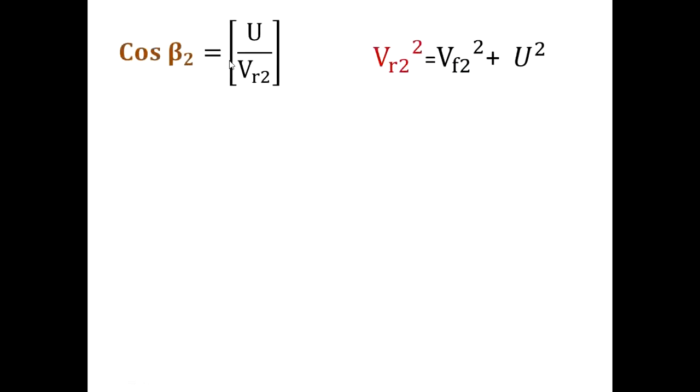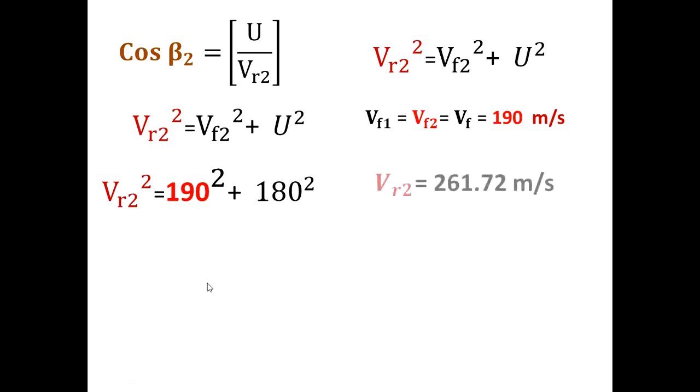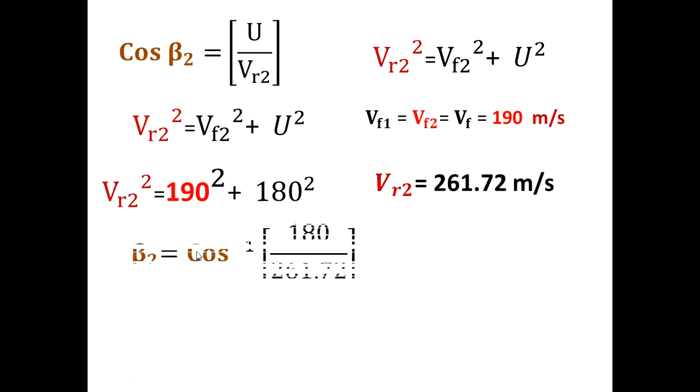You will get cos beta 2 is equal to U divided by Vr2. Vr2 square is equal to Vf2 square plus U square, that is equal to Vf1 square plus U square. Vf1 is equal to Vf2 is equal to Vf is equal to 190 meters per second. So Vr2 square is equal to 190 square plus 180 square. So Vr2 is equal to 261.72 meters per second. Cos beta 2 is equal to 180 divided by 261.72. Beta 2 is equal to 46.54 degrees.